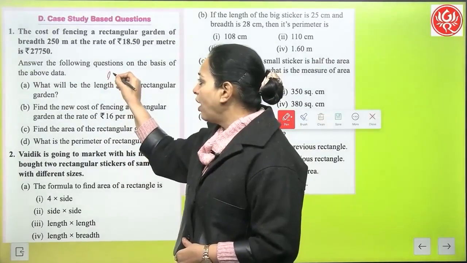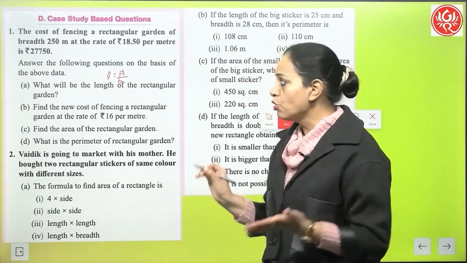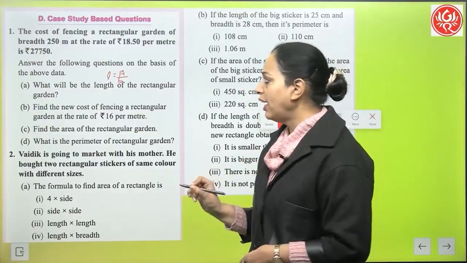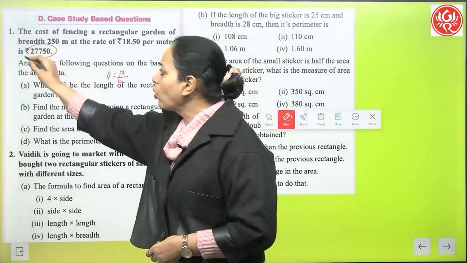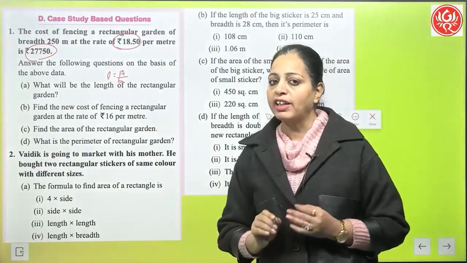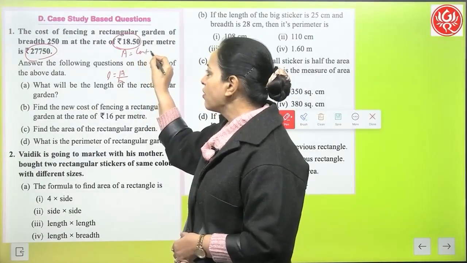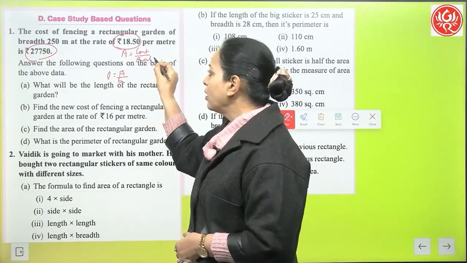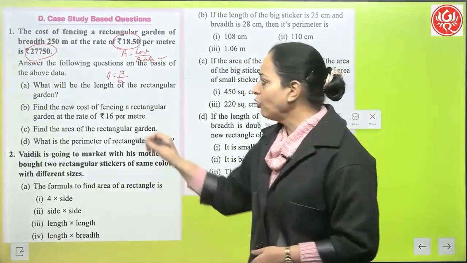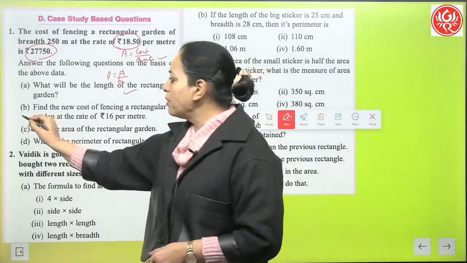If we know area divided by breadth, but we don't have area. So what to do? First of all, you have to find the area. Now you know total cost and rate. So from these two we can find the area. What is area? Area is cost divided by rate. So you will get area from here. Then with the help of area you can find the length, right? Similarly you can try B part.